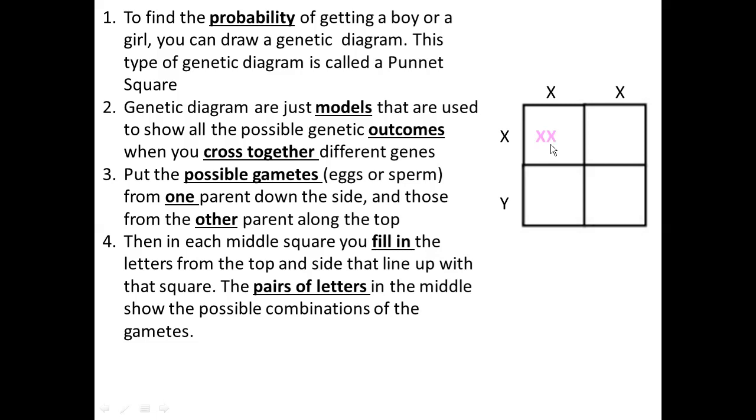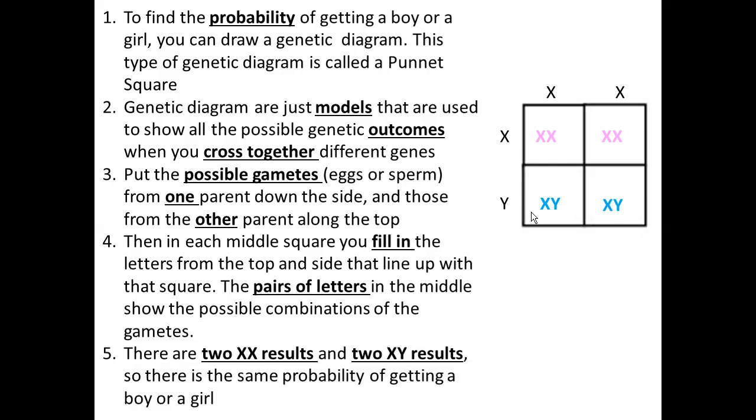For this one, you will have XX, so this child will have a female biological gender. In this case, you have X and Y, so the gender will be male. Then again an XX and again an XY. As you can observe, you will have a 50% chance of a female and a 50% chance of a male. There are two XX results and two XY results, so there is the same probability of getting a boy or a girl.